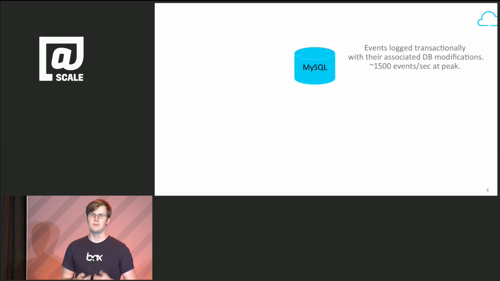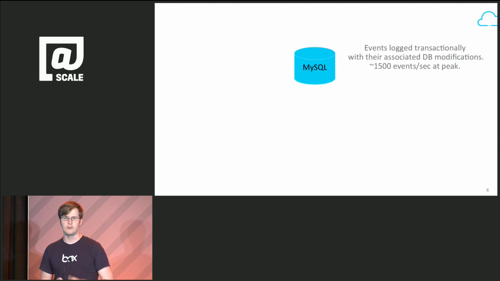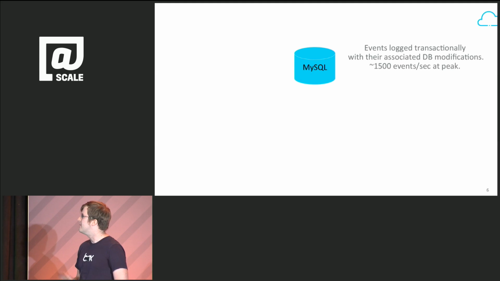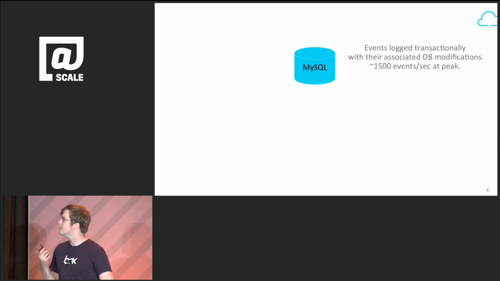Because if you don't send the event to the sync client, or send an event that doesn't correspond with an actual state change, you'll drive your local sync client out of sync. And currently, we're doing about 1,500 events per second at peak across our MySQL DB tier.